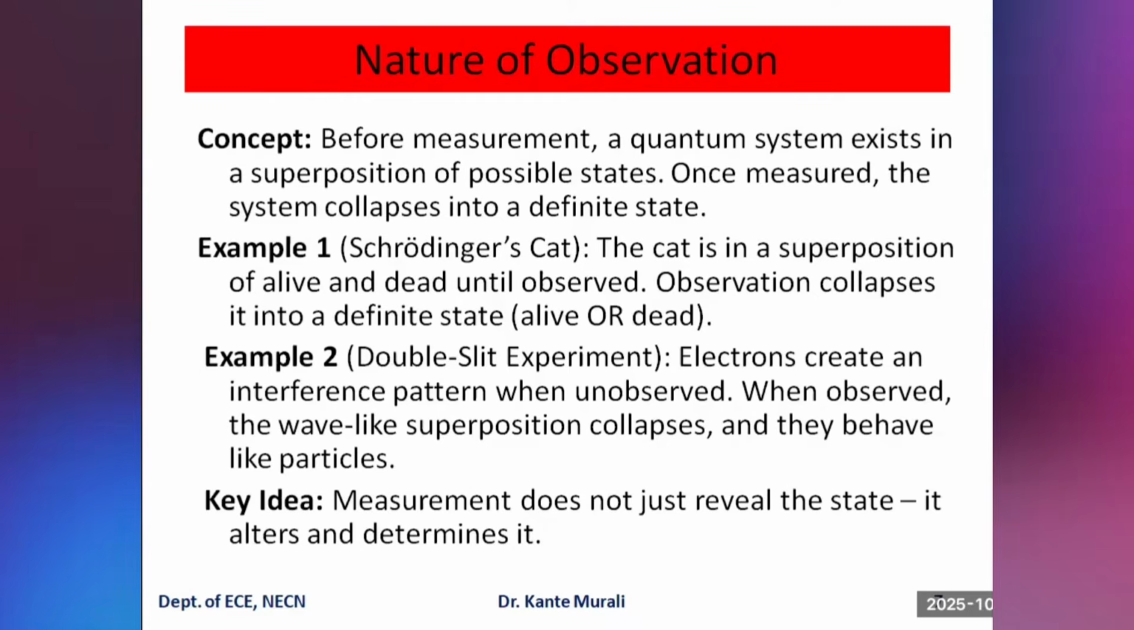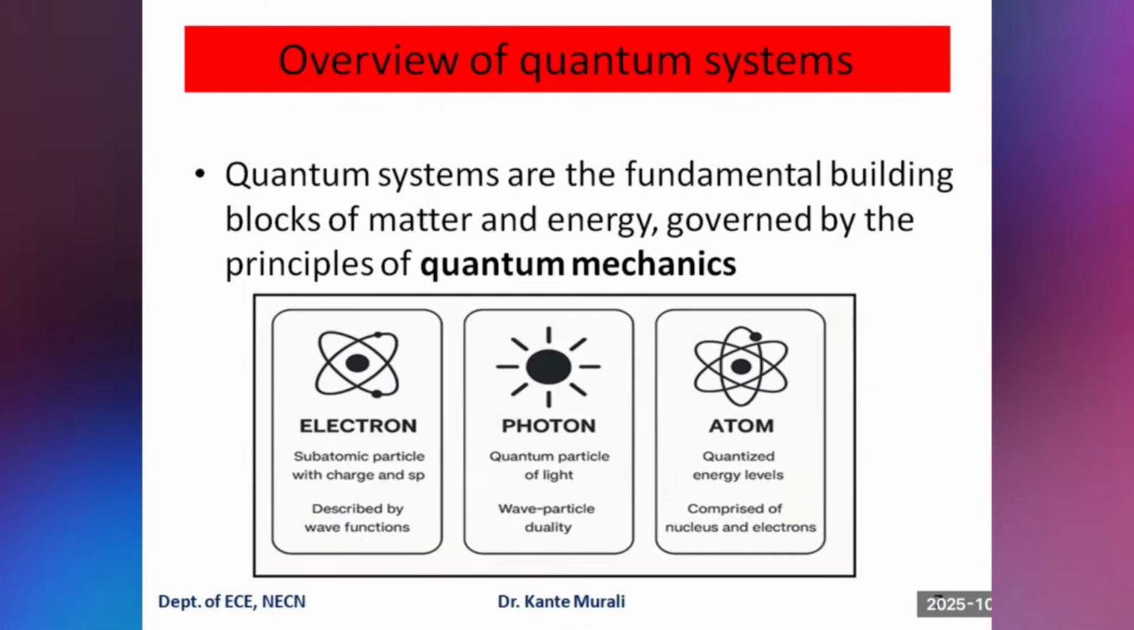Similarly, in the double slit experiment, electrons form an interference pattern when unobserved, but act like particles when you measure them. That means the observation defines the outcome. The key idea behind it is that measurement does not just reveal the state, it alters it. Let us go to the next topic.